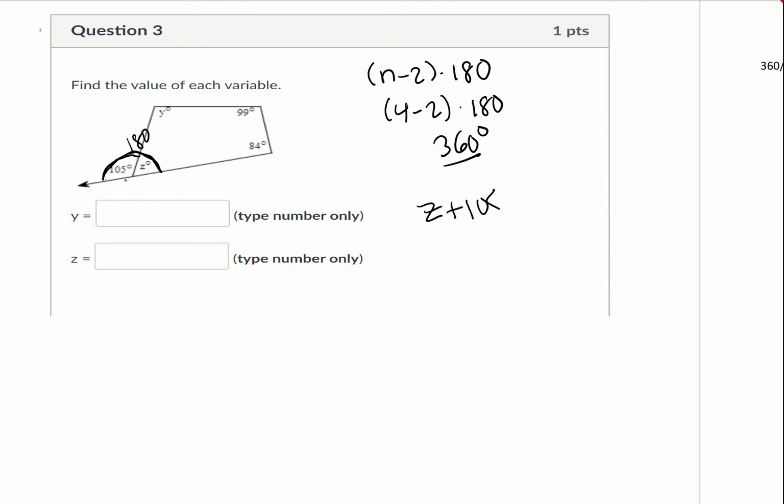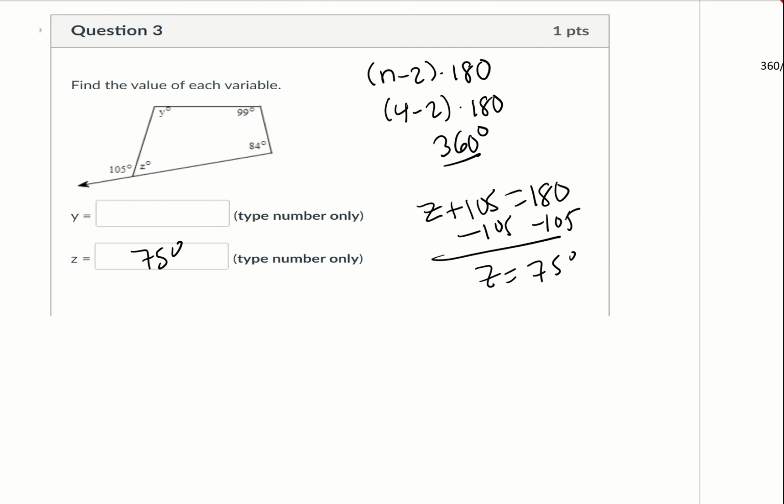So z plus 105 equals 180. And then I can subtract 105. And that leaves me with z is 75. So we got z right off the bat. So this is my z.